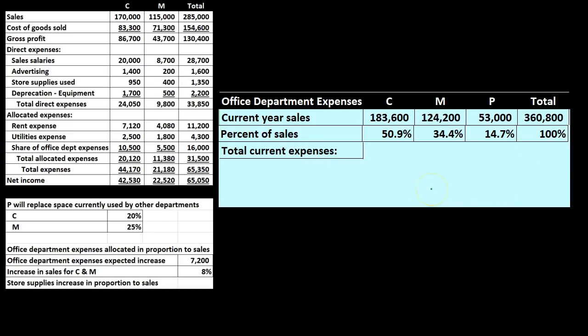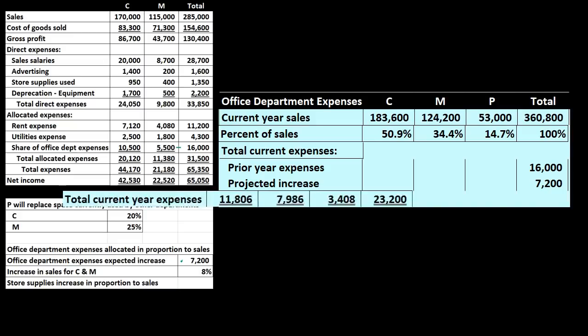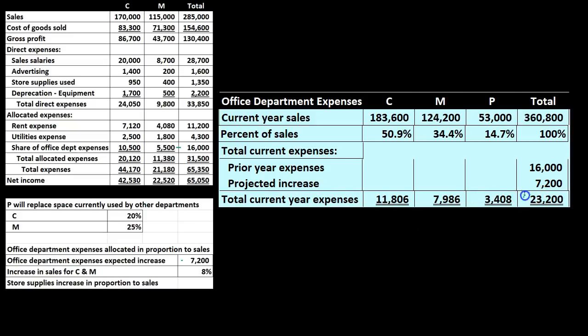Then we're going to take the total current expenses. That was at the prior year expenses. That's going to be the 16,000. That's what we had last year, our 16,000. And we said that they're going to be increased by 7,200. That's what we're projecting to happen next year. So in total, it's going to go up by another 7,200. So we're going to start here. Our total is here. And then we just simply break this number out in accordance with our percentages.